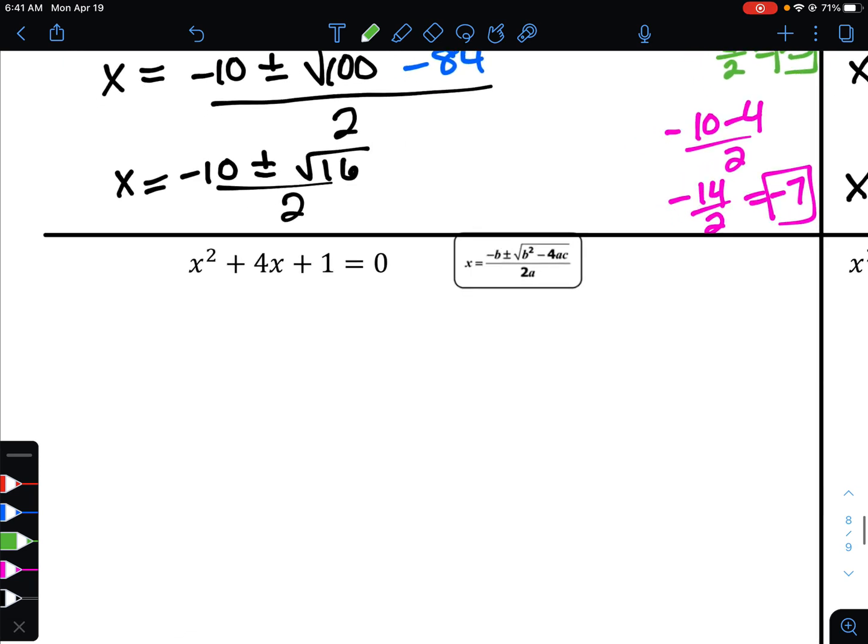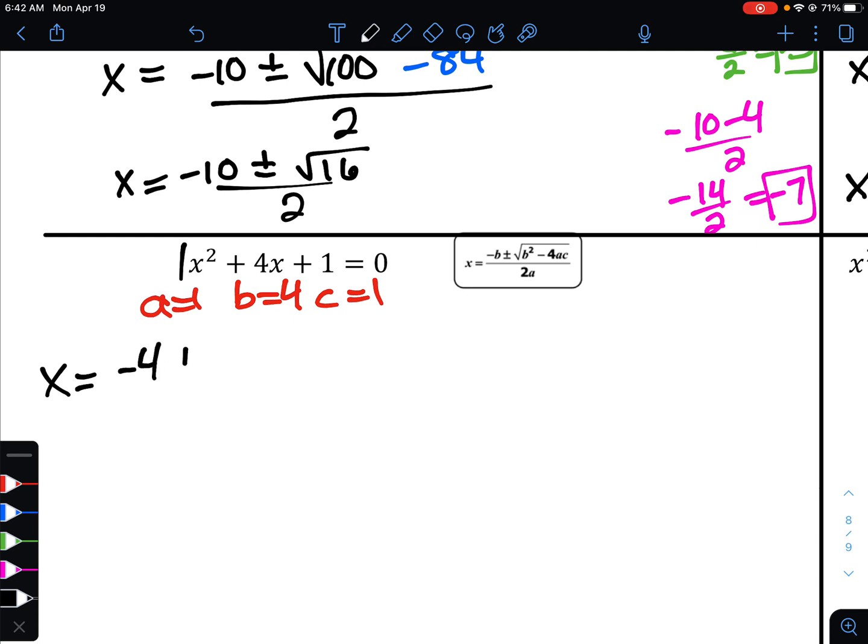All right, let's take a look at the next example. So we've got x squared plus 4x plus 1 is equal to 0. So it's already in standard form for us. Notice that it's already equal to 0. So we'll already be able to say that a is 1, b is 4, and c is 1. So let's go and put those into our formula.